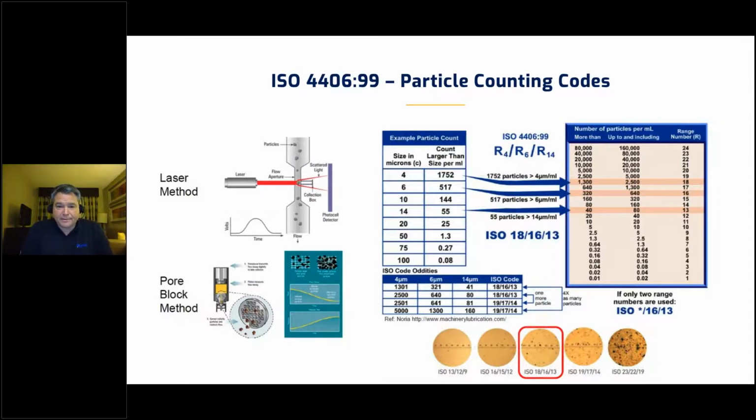So we can pull an oil sample and we can know where we're at, and ultimately from there we need to determine what that means, how much is too much.